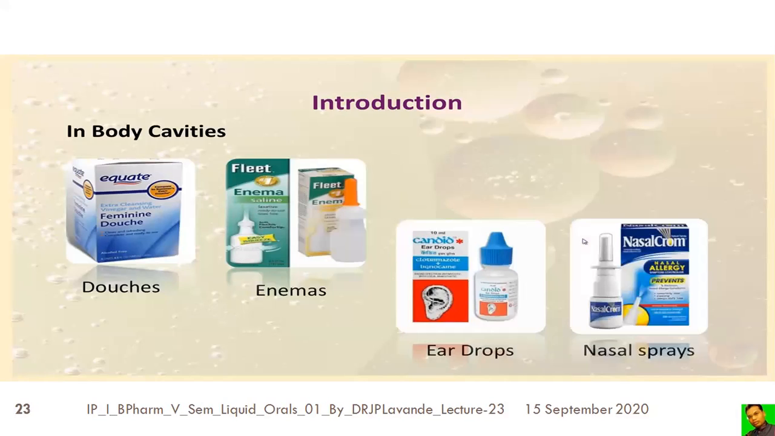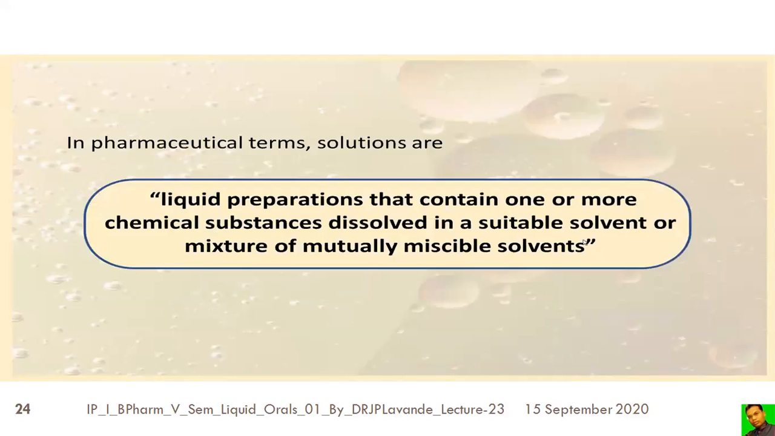Then the nasal spray, that is the nasal spray in case of nasal congestion, in order to treat nasal infections. These nasal sprays are going to be used, and these are examples of the solution kinds of dosage forms which are to be introduced into the body cavities. So let us see the example and the definition.